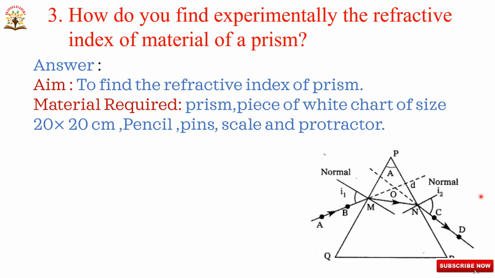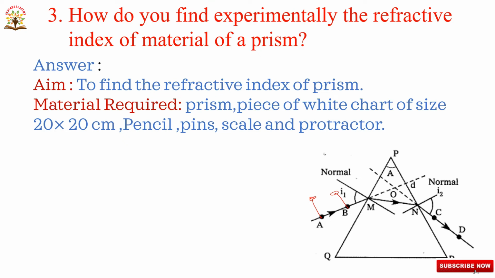Next, this is a diagrammatic representation of the prism. This is the prism, a triangular prism. P, Q, R are the three points, and PQ, QR, PR are the sides of the triangle. This is the incident ray, and here we are taking two pins situated at two points A and B, and this is the normal, nothing but a perpendicular line.